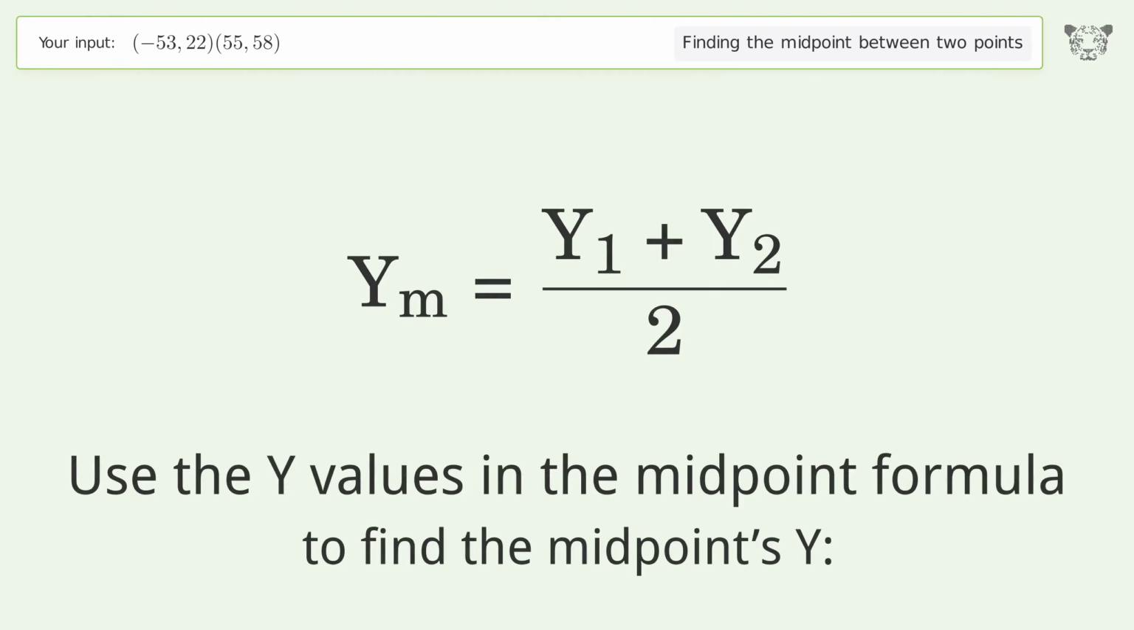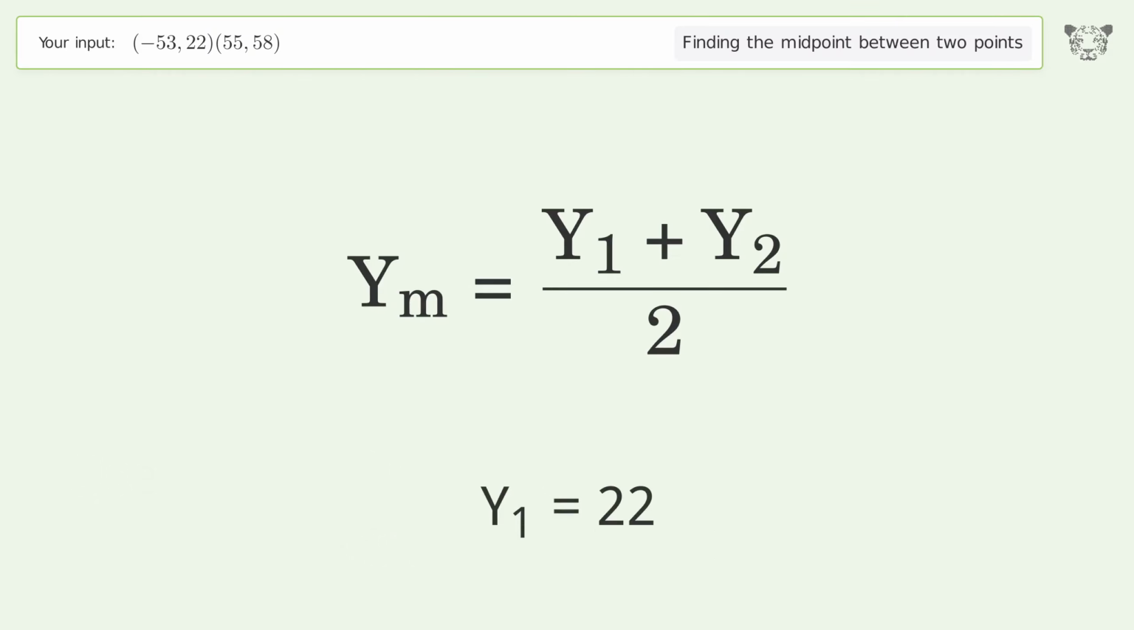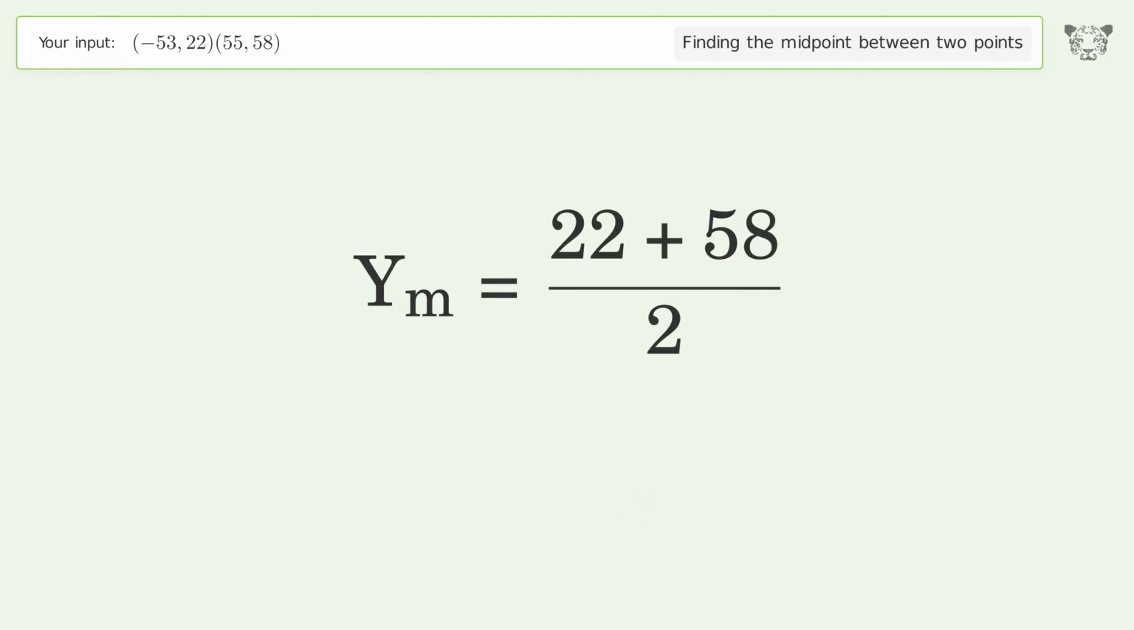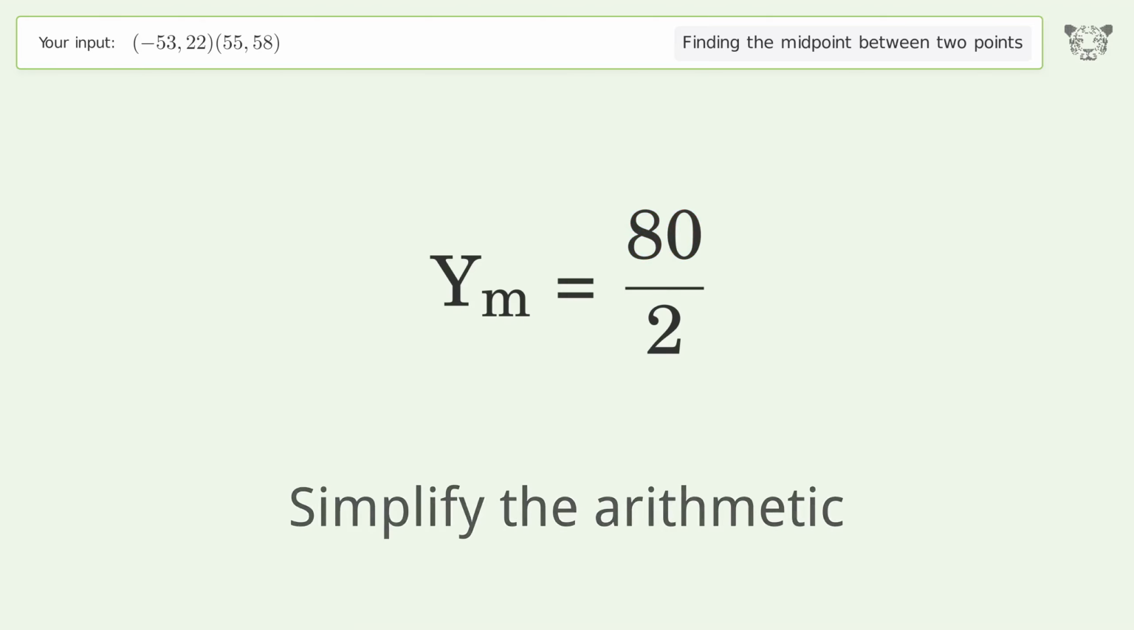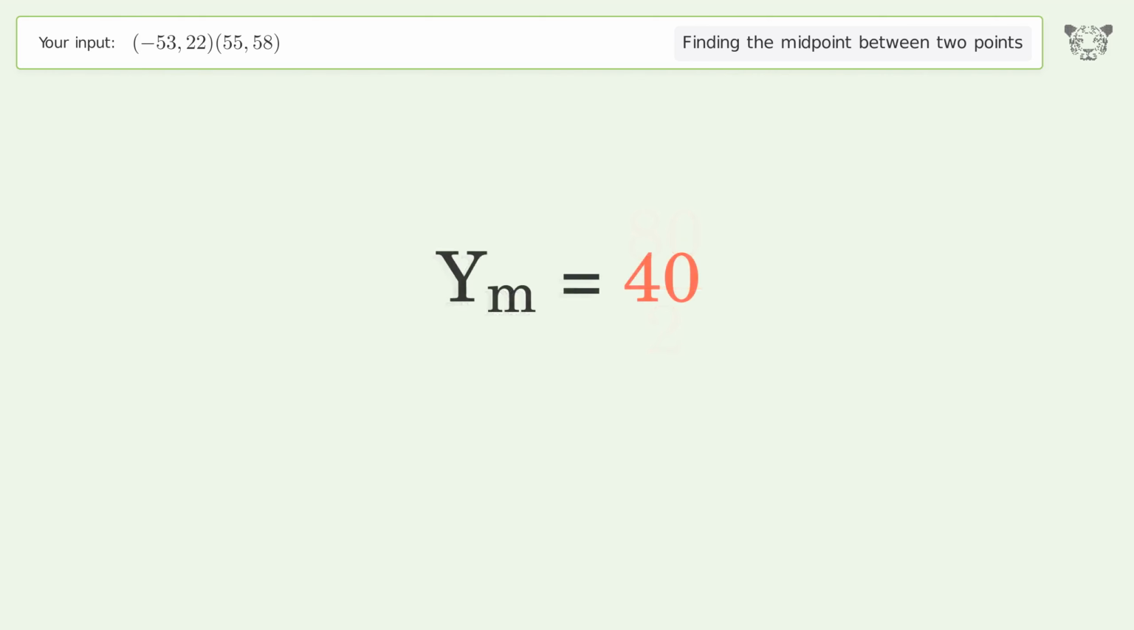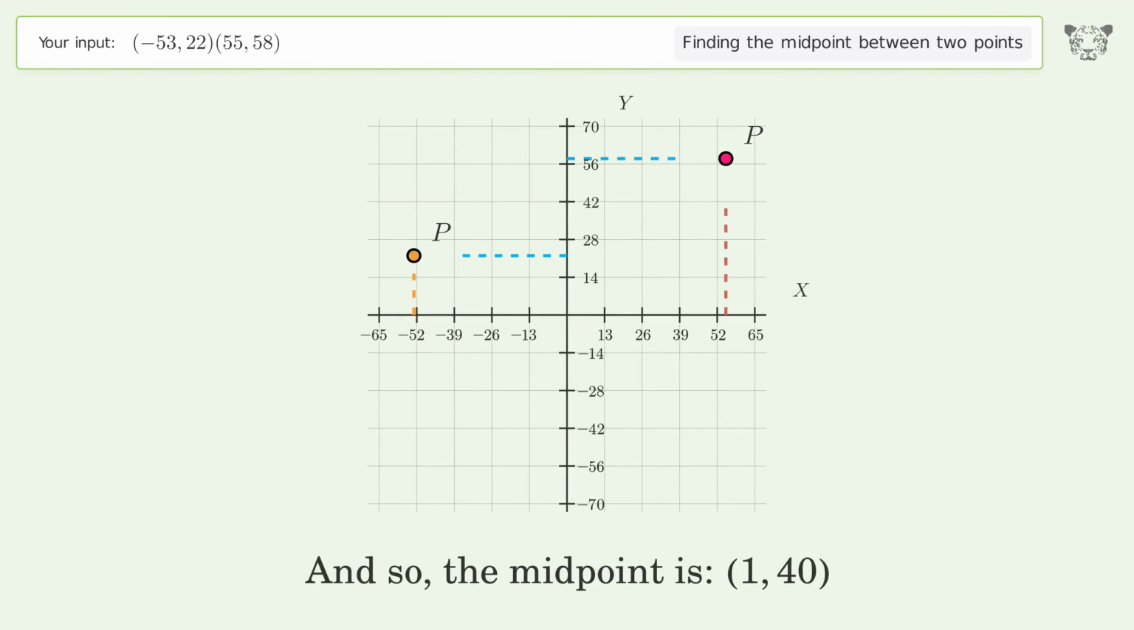Use the y values in the midpoint formula to find the midpoint's y. y1 equals 22. y2 equals 58. Simplify the arithmetic. And so, the midpoint is (1, 40).